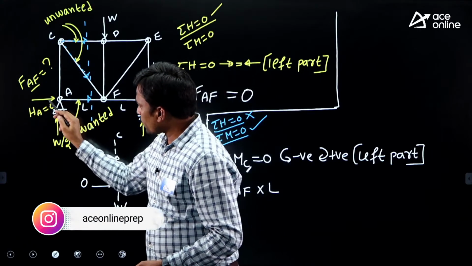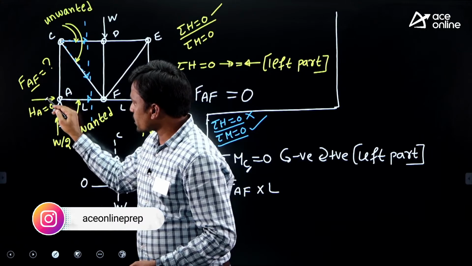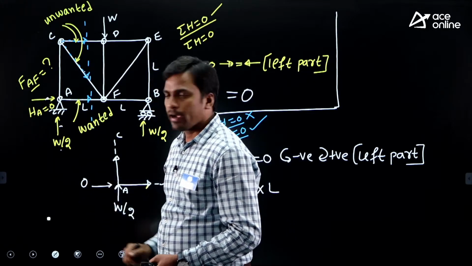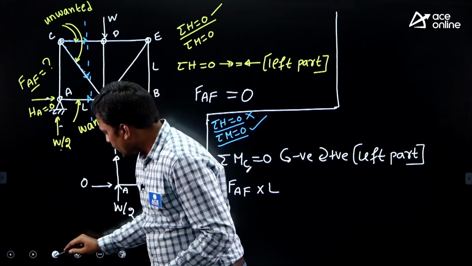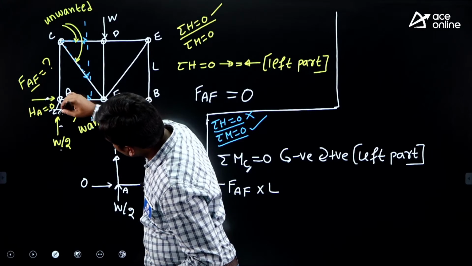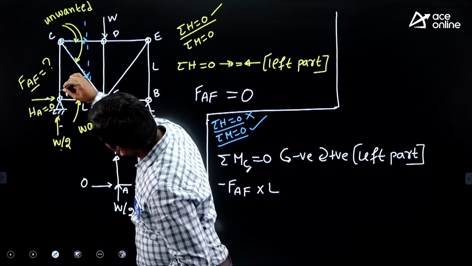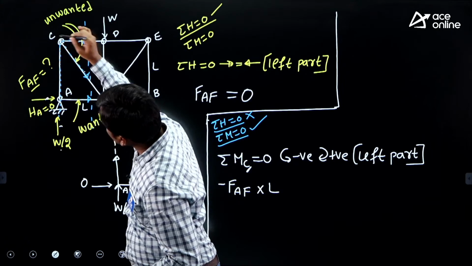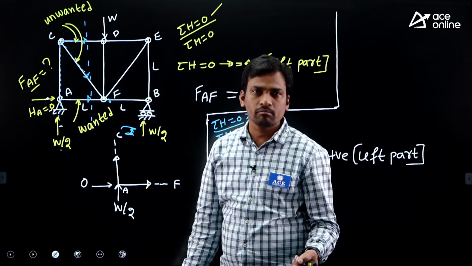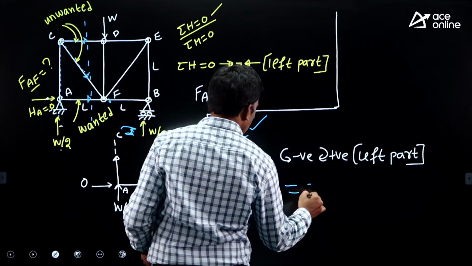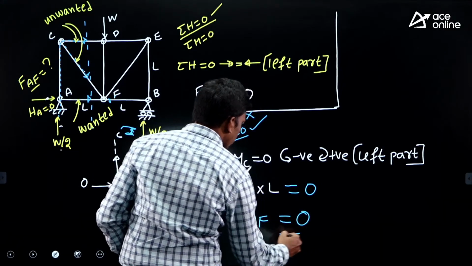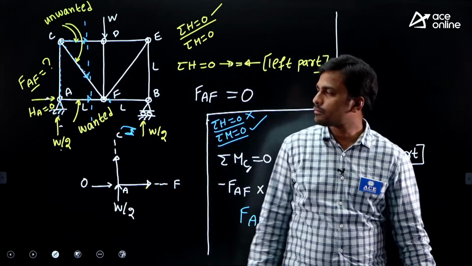Next, in the left part, two reactions are there and this reaction is 0. No need to consider the horizontal reaction. And the vertical reaction is W by 2, right? Now tell me, the line of action of the vertical reaction, it is meeting at joint C only, na? It means this vertical reaction, will it develop moment about C? No. Then equals to 0. Now what is the force in member AF, students? It is 0 only.